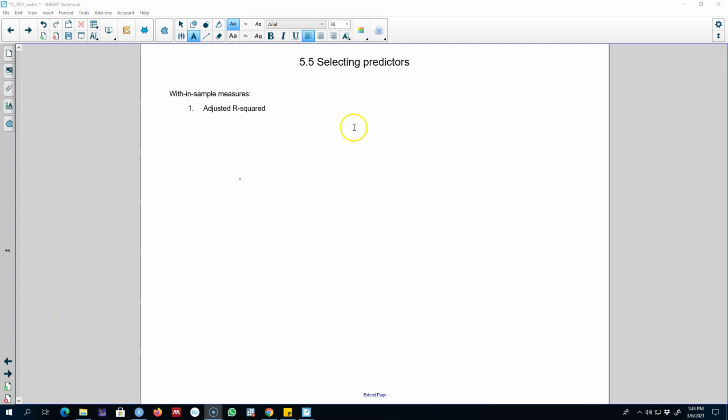In this video I'm going to continue talking about selecting predictors, and I'm going to use the concept of adjusted R squared in relation to the concept of R squared that I defined earlier, where we saw that R squared shows the variation in y as explained by all the explanatory variables.